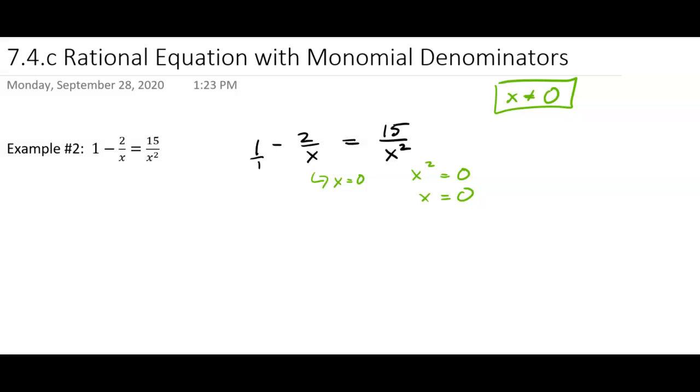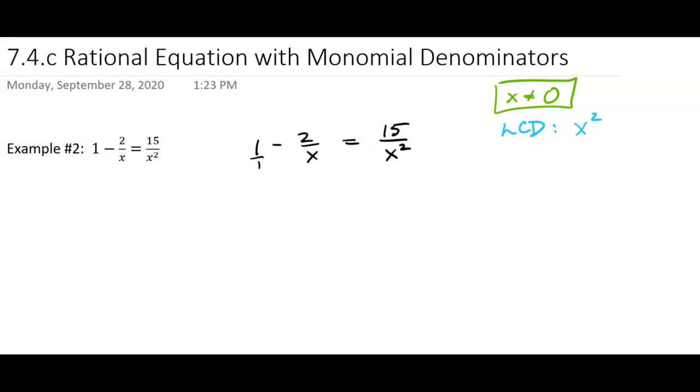I'm going to erase. Stuff's in my way. All right. Now we're going to find the LCD. So think about 1, x, and x squared. The LCD is x squared. All of them can divide into x squared. So now we multiply everything by the LCD.